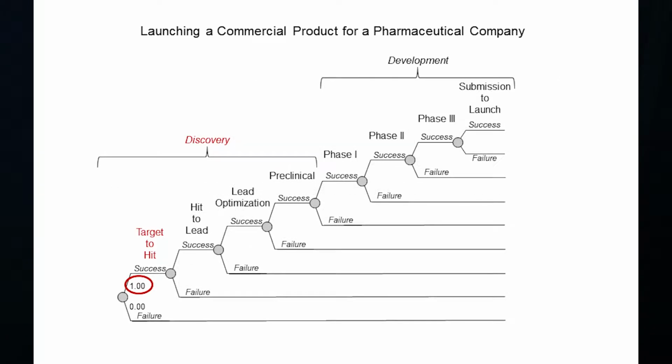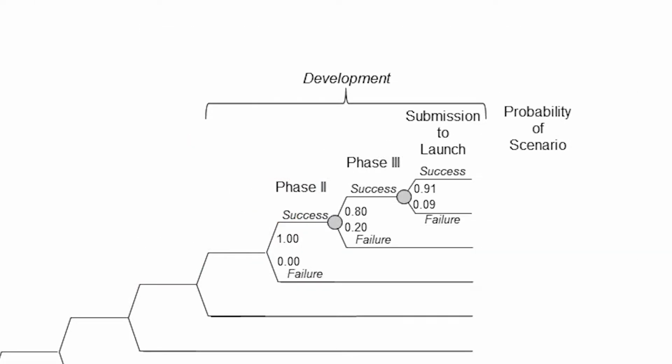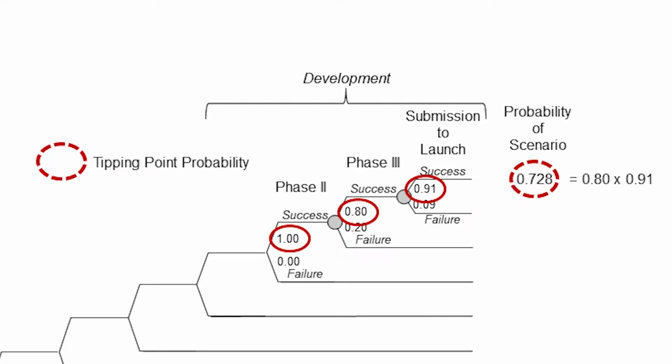As successes are achieved in the stages of discovery and development, the tipping point probability continues to change and hopefully improve. As an example, given success up through the phase 2 clinical trials, the stage success probabilities are updated and the tipping point probability increases as we get closer to commercial product launch. In this case, the tipping point probability has improved from about 4% at the beginning of discovery to about a 73% chance of a successful commercial product launch.